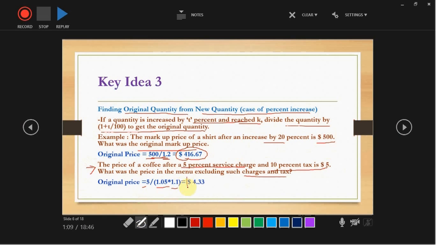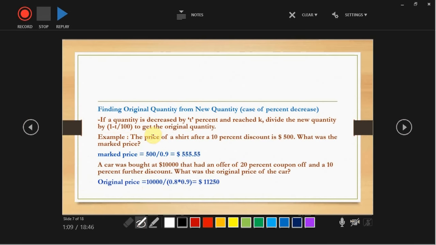So the original price was 4.33. You can do this division again on the on-screen calculator. So in this way, if we know the new quantity after a certain percent increase, we can find the original quantity easily by using this technique.